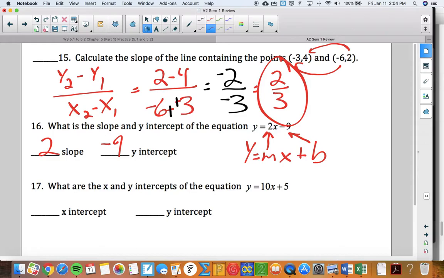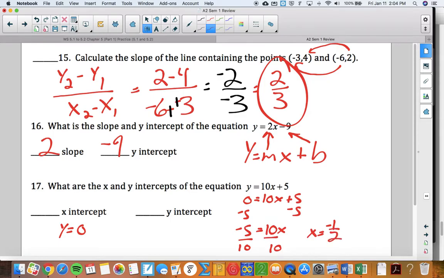Here they ask you what the x and y intercepts are. For the x-intercept, y equals 0. So I'm going to plug 0 in for y here and solve for x. So I'm going to subtract 5 and then divide by 10 to get x when y is 0. So x equals negative 1/2. So the x-intercept is negative 1/2.